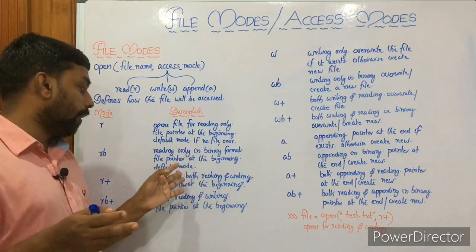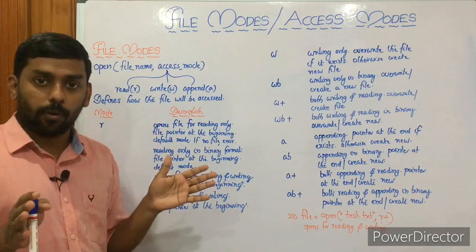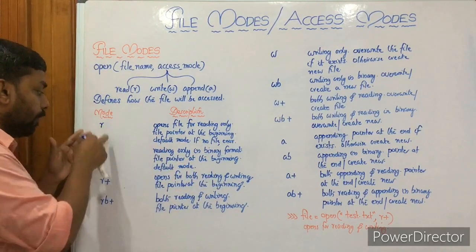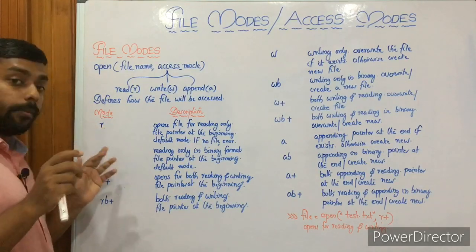File pointer, of course, is at the beginning, and reading is the default mode. In the case of a binary file, reading is the default mode. There is no difference between R and RB. The only difference is R for text file and RB for binary file.